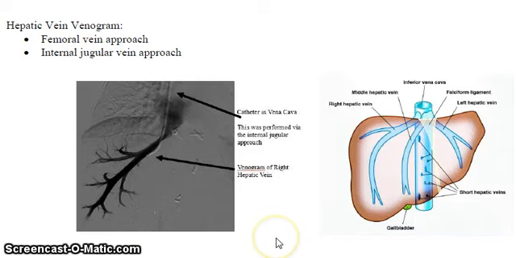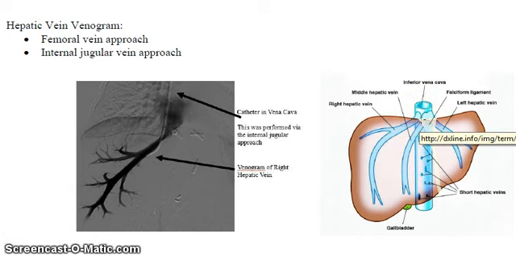This lesson is going to be a little bit more about the TIPS procedure. I want to start with this image here, which is a diagram of the inferior vena cava and the three hepatic veins that feed into the vena cava. So first here you have the right hepatic vein that goes into the vena cava, you have the middle hepatic vein, and then you have the left hepatic vein. So there's three major veins that feed into the vena cava.